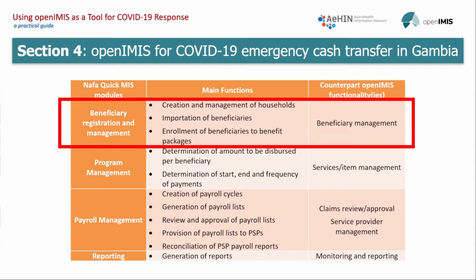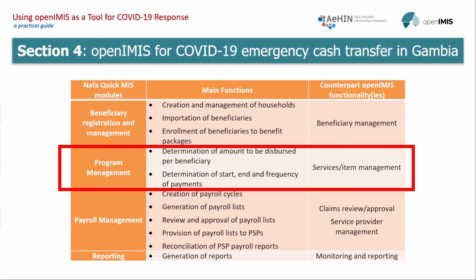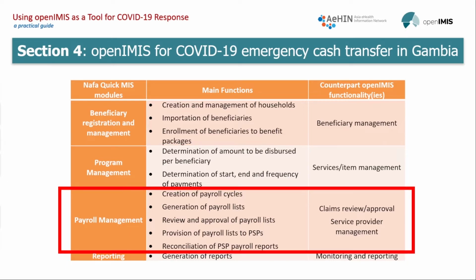These packages were then crafted within NAFA Quick MIS program management module by program administrators. Enrollment lists were then processed within the payroll management module by scheme supervisors, and payroll lists were created by scheme officers. Once approved, the payroll lists were shared to payment service providers for disbursement of funds. Payroll reports from PSPs were also imported to the MIS for data reconciliation.